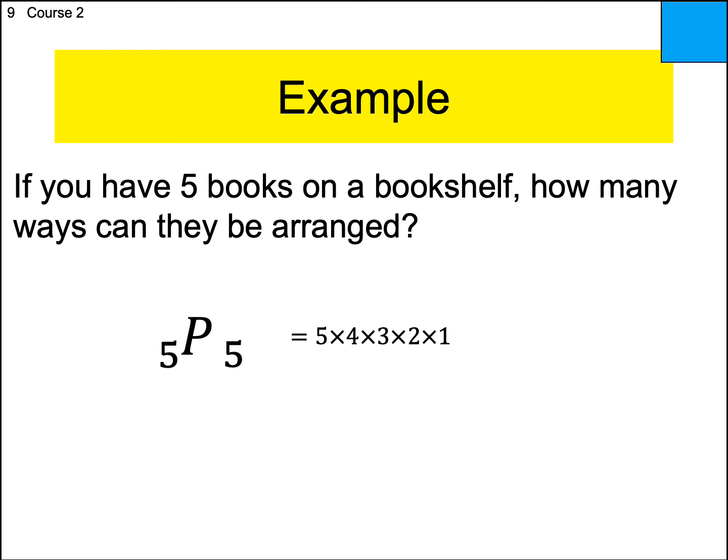The first book you put up there, there's 5 books to choose from. The second book, now there's 4. The third choice, now there's 3. The fourth choice, now there's 2 books left. And the fifth choice, there's 1 book left. 5 times 4 times 3 times 2 times 1, which is 5 factorial, by the way, is 120. There's 5 books, but there's 120 different ways to arrange them.